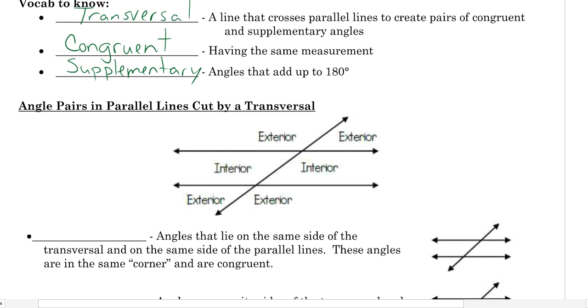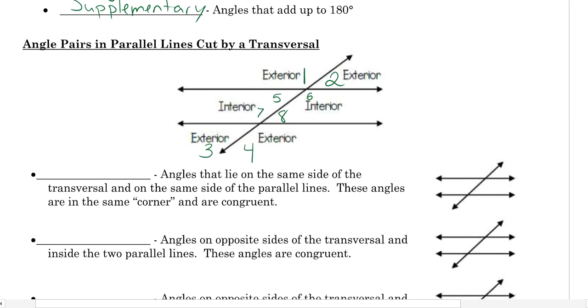Okay, so angle pairs and parallel lines cut by a transversal. It's important that we understand location because part of the names of our angle relationships are going to include the location that we find them. You'll notice that we have two angles right here. Those are both outside the parallel lines, so we would call those exterior angles. We also have some below the parallel lines that are also exterior. And then between the parallel lines, that's where your interior angles are going to be. And so those are the four that we'll be talking about in regard to interior angles.